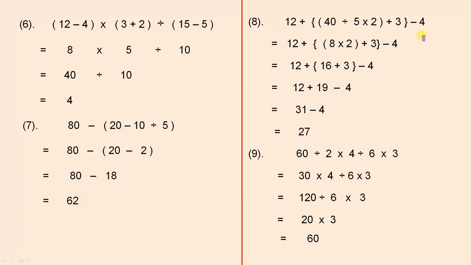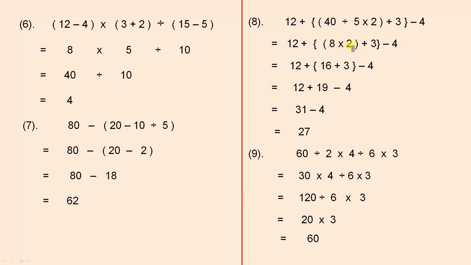Number 8. Here we have 2 sets of brackets, so we start with the innermost brackets first, the ones that are on the inside. Okay? So basically we have 40 divided by 5. That gives us 8. That's the 8. Times 2, there's the 2. Everything else is the same. We stay inside the brackets.